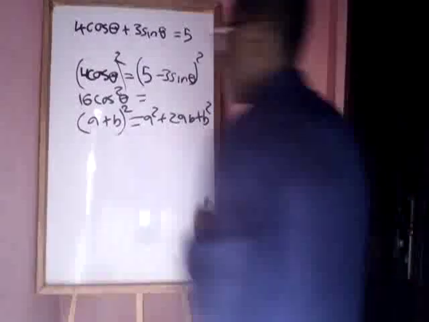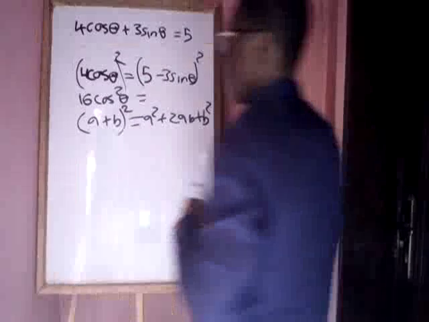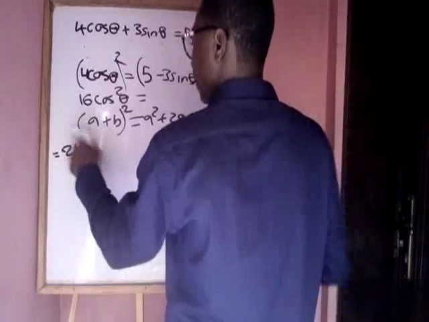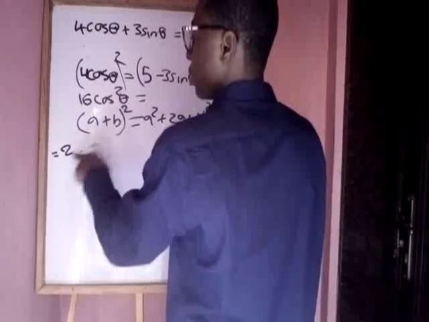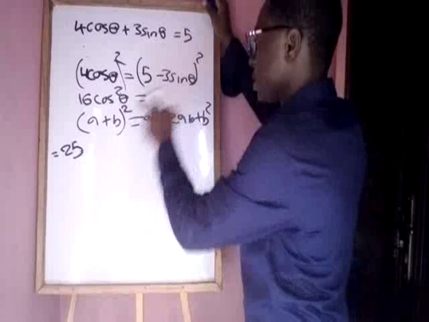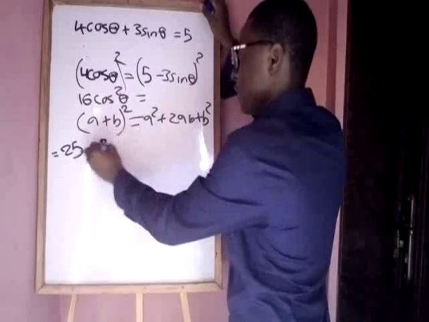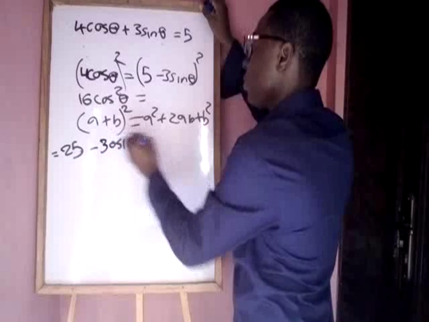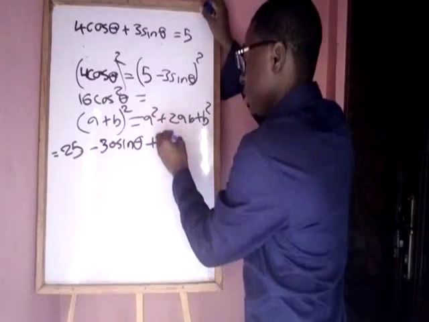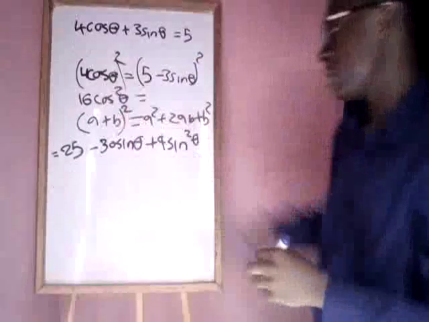So in this case we are going to expand this one. Assuming this is a, that will be 25. That's 16 cos square theta equals 25, rather 25. Then if you change to minus 5 times 3, that's 15, that's minus 30 sin theta. Then plus the square of 3 sin theta is 9 sin square theta. So that means this left hand side equals the right hand side, right?